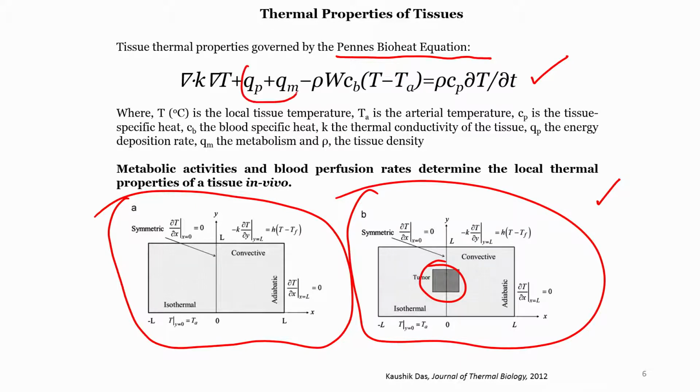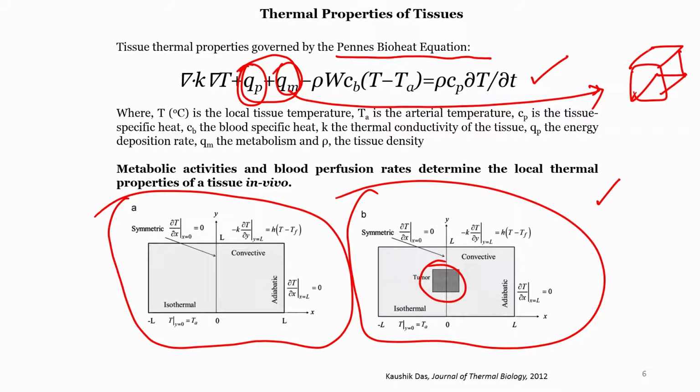There is this QP, QM term, which we have seen. This is basically heat deposition rate and metabolic heat generation rate. Basically QM is the metabolic heat generation and QP is the heat deposition. What does it mean? I am quickly telling. QM is the heat generated because of the metabolic activity happening inside the tissue, and QP is any heat that is given to the tissue through some external media like a coil connected to the tissue, okay.